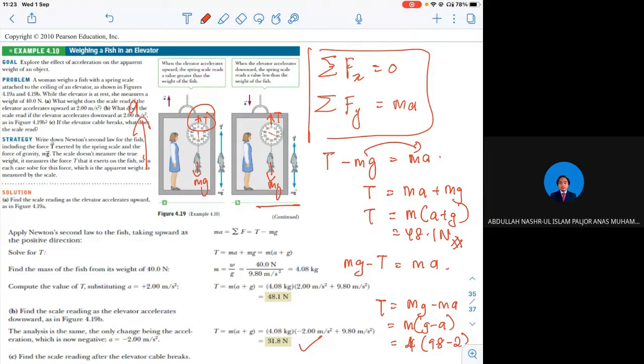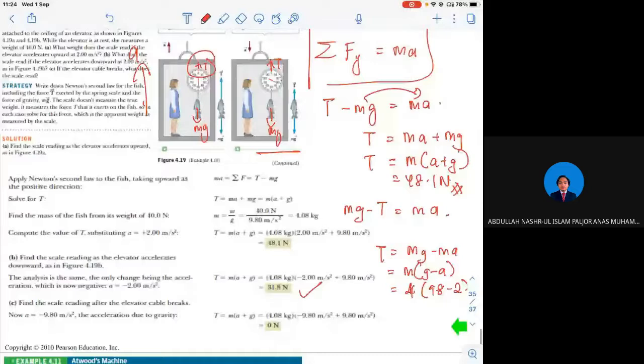Okay, and part C, if the elevator cable breaks, what does the scale read? Based on our term, the scale will read this one. The acceleration right now will become the same acceleration. Acceleration at this part will be equivalent to negative g, which is negative 9.8 meters per second squared. Now you times it with positive 9.8, so it will cancel everything to get 0. And then there is no tension because the cable breaks. Okay, the tension breaks, so tension becomes 0.